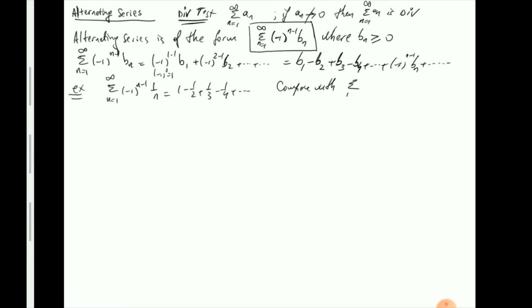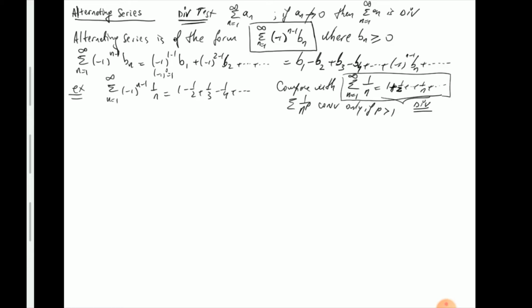the p series with p equals 1, the famous series summation of 1 over n, which is 1 plus 1/2 plus 1/3 and so on. You should know by this point that this is divergent, because it's a p series with p equal to 1, and a p series converges only if p is greater than 1. So in general, the summation of 1 over n to the p converges only if p is strictly greater than 1. But this is a classical example that you might remember separately from all other series.